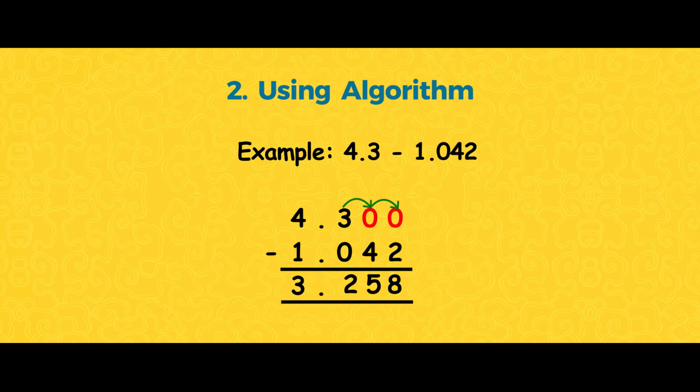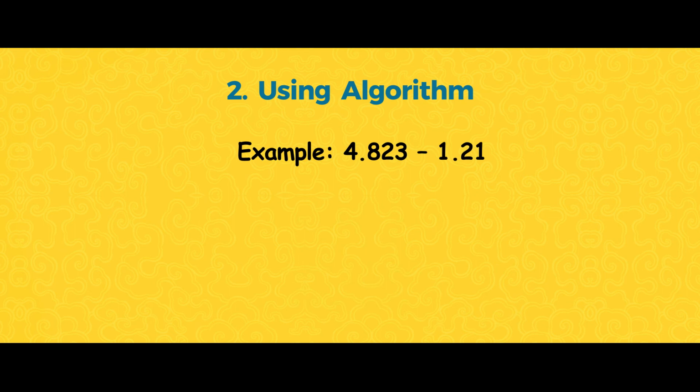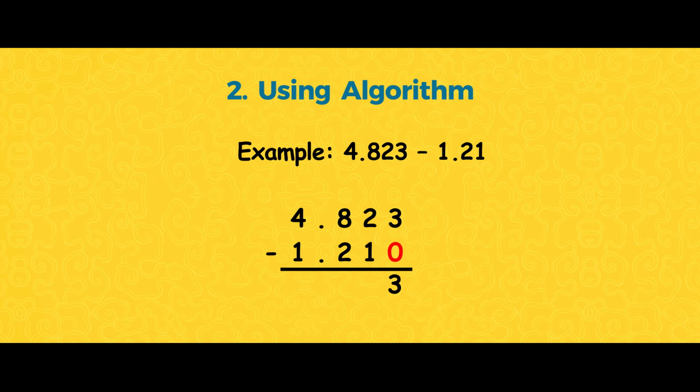The same thing. Let's do together again. 4.823 take away 1.21. Okay, let's arrange. 4.823, 1.210. So now start subtracting. 3 take away 0 is 3. 2 take away 1 is 1. So 8 take away 2, 6. 4 take away 1, 3.